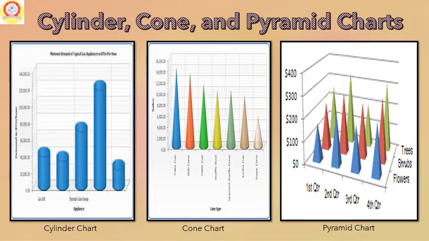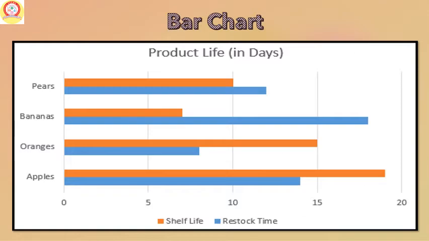Cylinder, cone, and pyramid charts. Column charts have various subtypes. Cylinder, cone and pyramid charts give a dramatic 3D effect. Bar chart. A bar chart also illustrates comparisons among individual items. Categories are organized vertically and values horizontally. A bar chart can be described as a column chart drawn sideways.